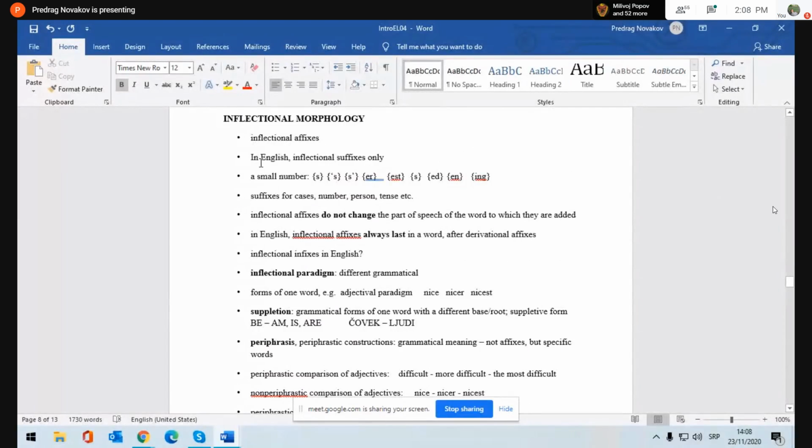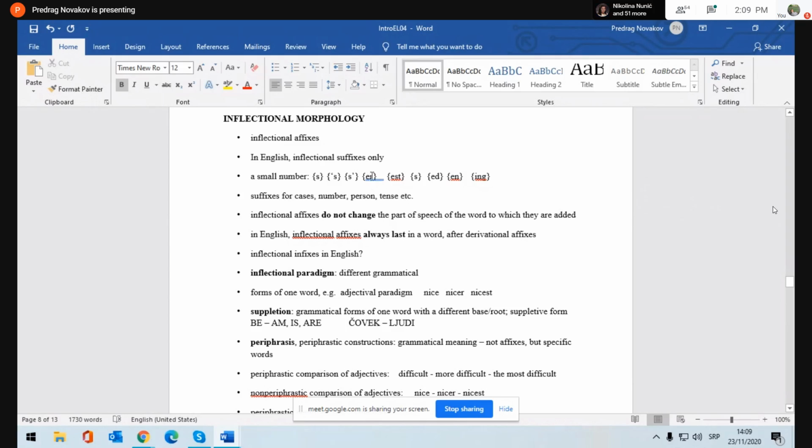And there is a very small number of them, so we can list them all. S, apostrophe S, S apostrophe, which is genitive plural, ER, EST, S again, ED, EN, ING. Let's see what is the meaning of these morphemes. What is the grammatical meaning of S? S can denote plural if we're talking about nouns, like in books. Apostrophe S is genitive, like in book's title. S apostrophe is genitive plural.